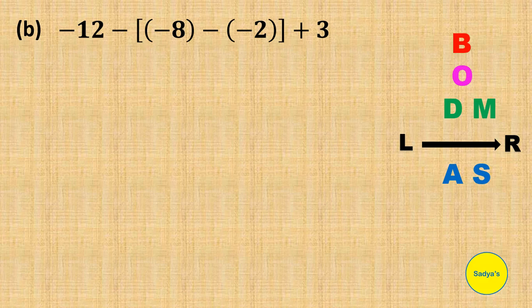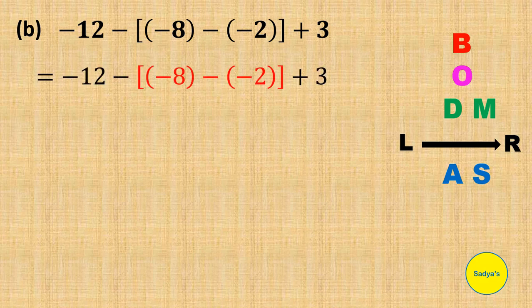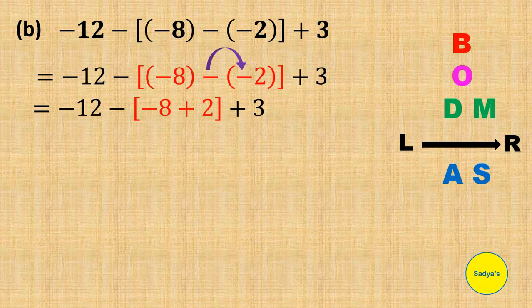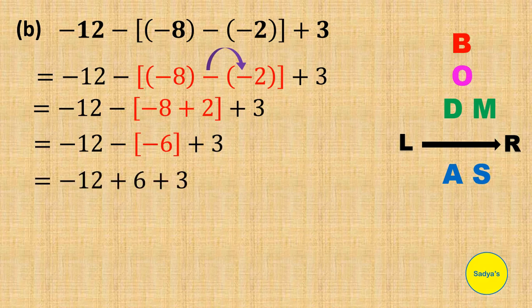Negative 12 minus bracket negative 8 minus negative 2 plus 3. Since we can see the bracket, we are going to solve the content within the bracket first. And again, within the bracket, we have multiple operations. So we are going to apply BODMAS within the bracket as well. Negative into negative 2 is equal to positive 2. Now negative 8 plus 2 is equal to negative 6. And negative into negative 6 is equal to positive 6.